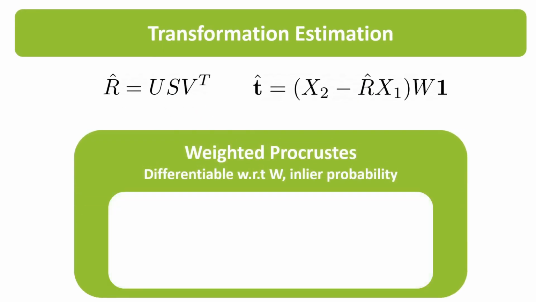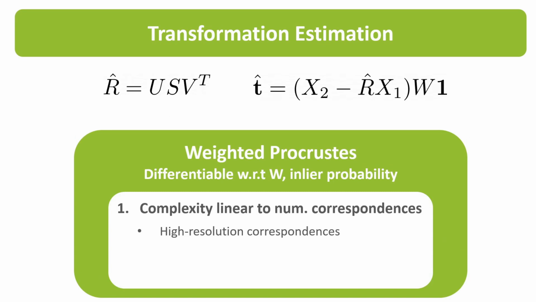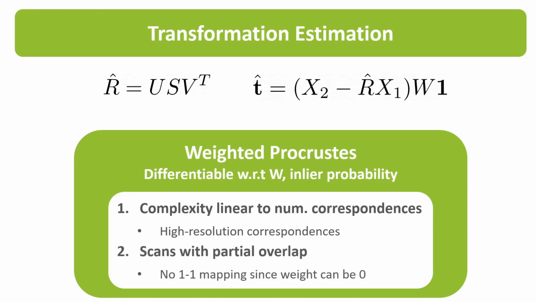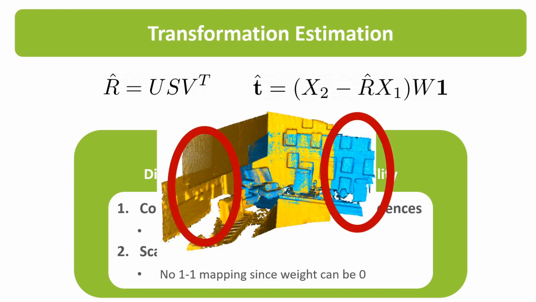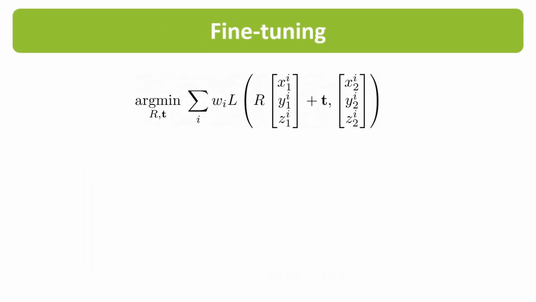First, as we pass gradients through the weights, the complexity is linear to the number of correspondences, which allows us to process many correspondences efficiently. Second, we can assign 0 to the weight and effectively remove correspondences, which is critical when we have regions with no overlap, like the highlighted parts. Lastly, the fine-tuning model uses a robust loss function and optimizes the pose using SGD.